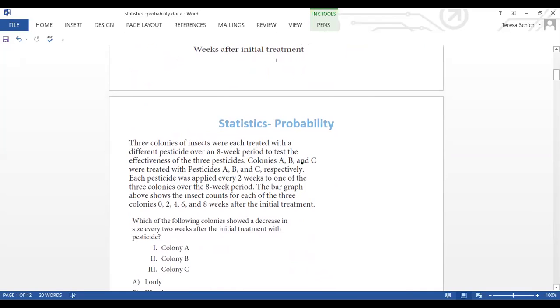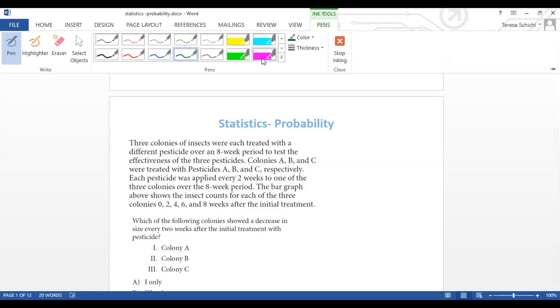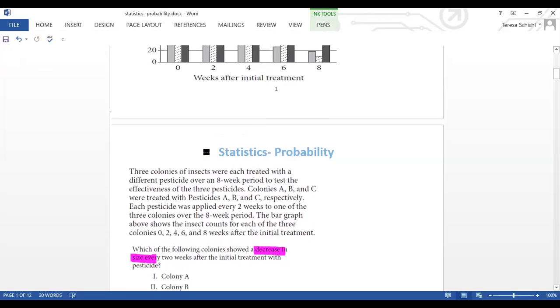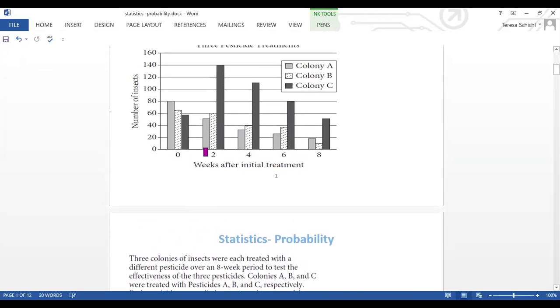So I have colonies A, B, and C, and pesticides A, B, and C here. And then each pesticide was applied every 2 weeks for those colonies. Now they ask which of the following shows a decrease in size every 2 weeks? Decreasing in size every 2 weeks.